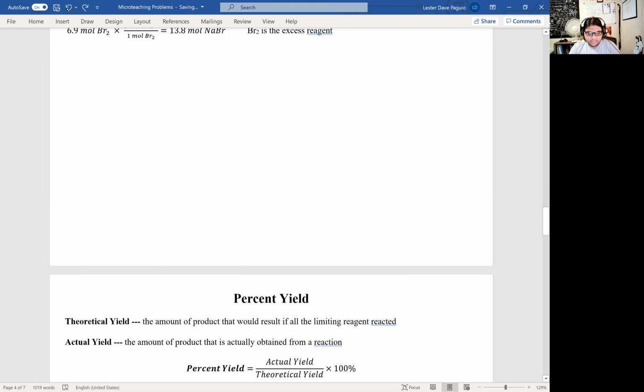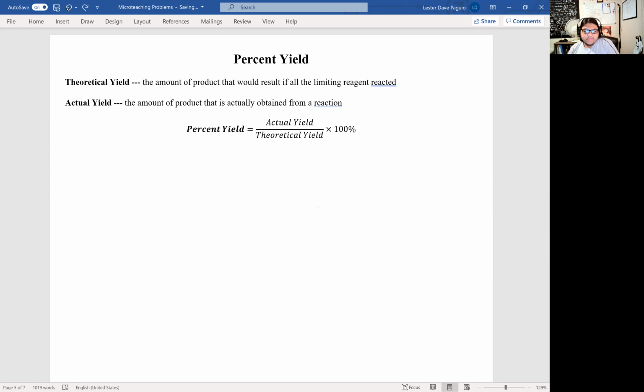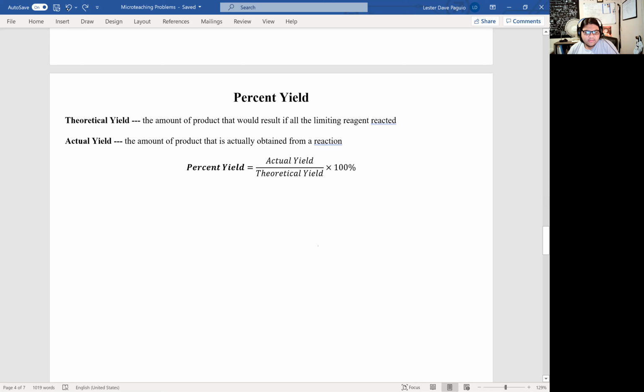Okay, now let's talk about the percent yield. The theoretical yield is the amount of product that would result if all the limiting reagent is reacted. And the actual yield is the amount of product that is actually obtained from a reaction. So the percent yield is calculated as the actual yield over the theoretical yield multiplied by 100%.